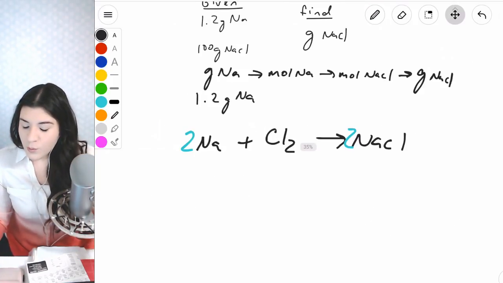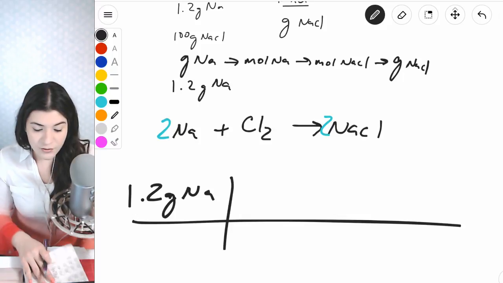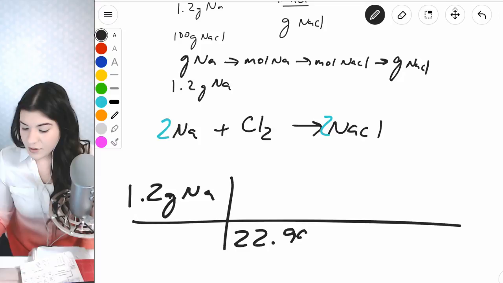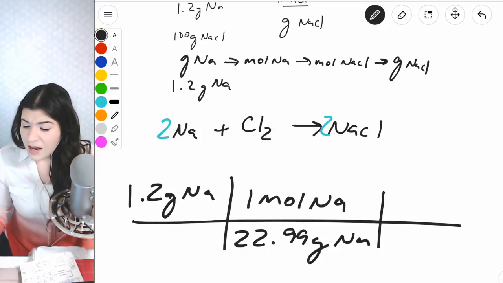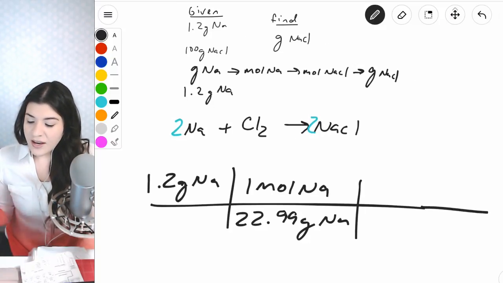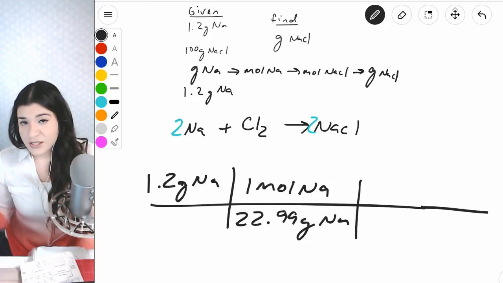Okay, so what I'll do is start off by converting this to moles. What we're going to use is the molar mass of sodium, which is 22.99 grams of sodium, and this gives us 1 mole of sodium. Now, our next step is to use our mole to mole ratio from our balanced equation to change this to moles of NaCl, which helps us change the compound altogether.